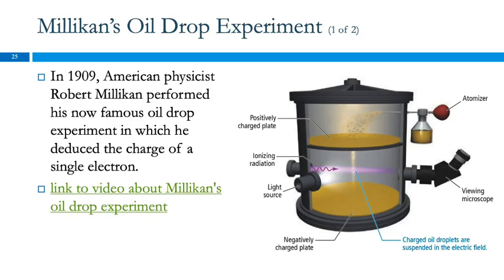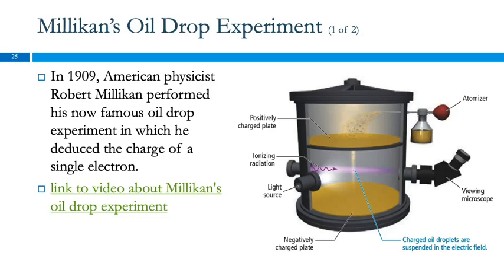So he knew the charge to mass ratio from Thomson's work. And so here, because he's able to calculate the mass of a particle by how fast it falls, he can use the ratio and the strength of that electric field to figure out the charge on the individual drop.